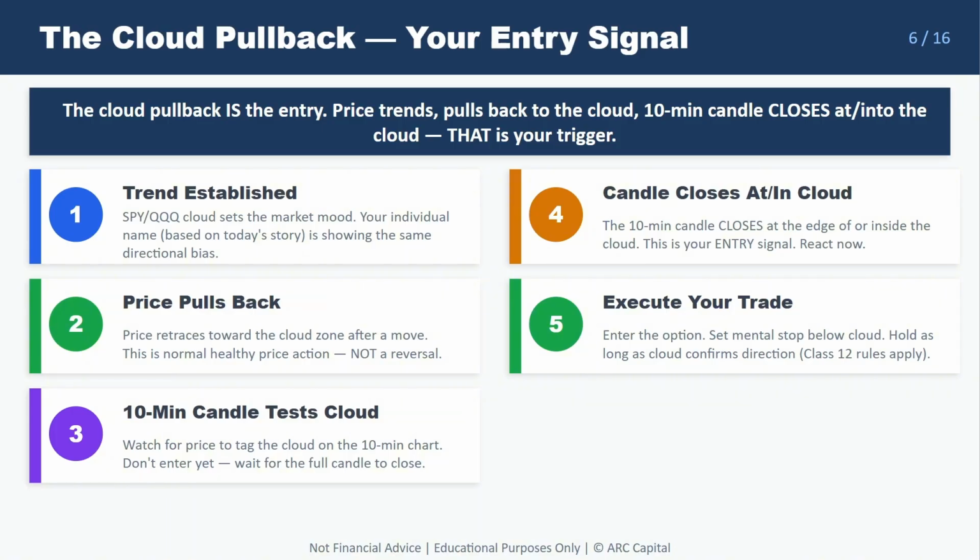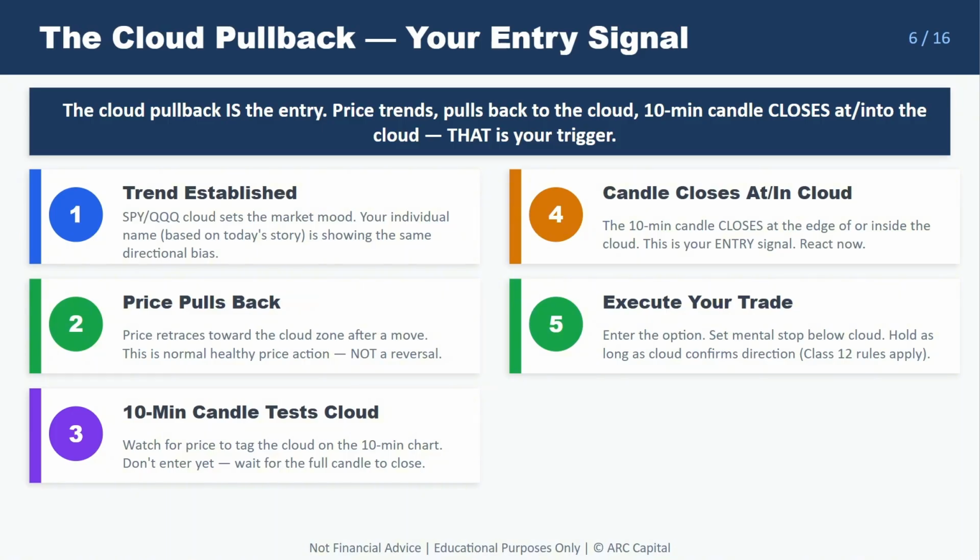So the 10-minute candle tests the clouds. Wait for the price to tag the cloud in the 10-minute time frame. Don't enter yet, wait for the full candle to close. Candle closes at or in the cloud. This is your entry signal. This is when you react and execute your trade. Enter the option, set your mental stop on a candle close under the cloud. Hold as long as the cloud confirms your direction.